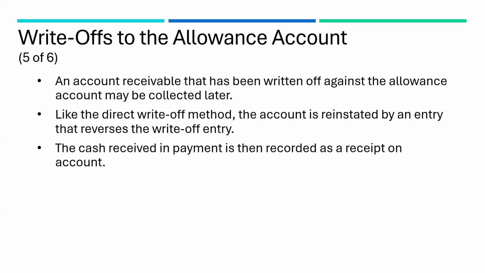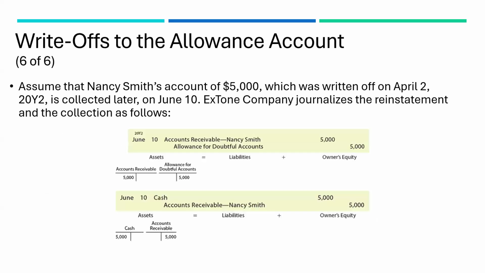And then an accounts receivable that's been written off against the allowance could be collected later. So there is an entry that we can make: we reinstate it. We debit accounts receivable and we credit the allowance for doubtful accounts. And then we debit cash and credit accounts receivable in order to collect it. So we basically just reverse the use of the allowance, but this entry does not impact the income statement, only the balance sheet.